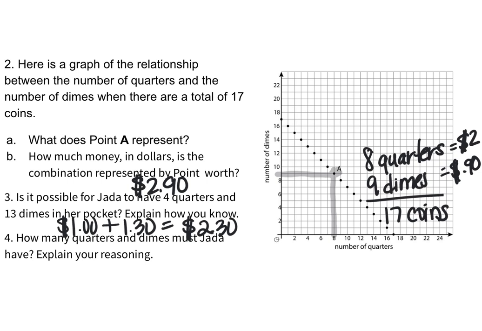So now it asks us how many quarters and dimes must Jada have, and it wants us to explain our reasoning. So remember Jada has 17 coins and she has $2. How can we figure out how many quarters she has and how many dimes she has? So I'm going to show you guys a way that you can figure this out.